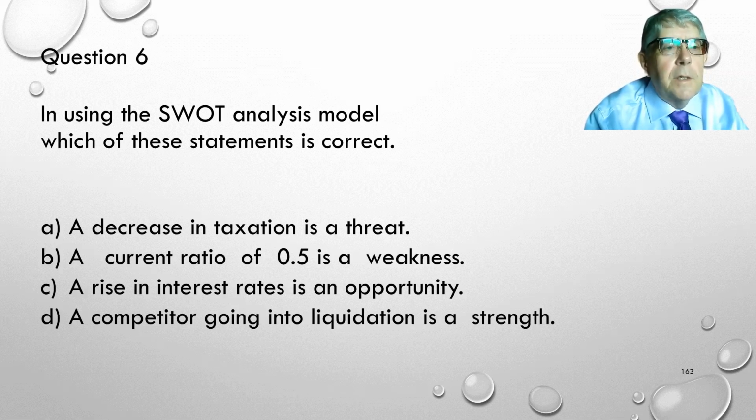Question 6. In using the SWOT analysis model, which of these statements is correct? A, a decrease in taxation is a threat. B, a current ratio of 0.5 is a weakness. C, a rise in interest rates is an opportunity. And D, a competitor going into liquidation is a strength.